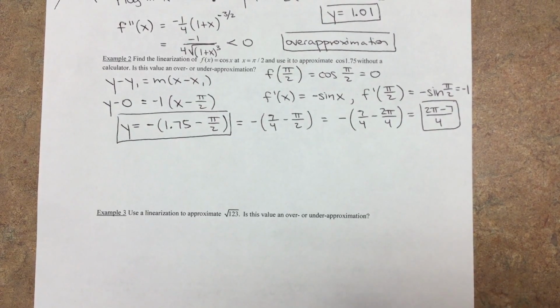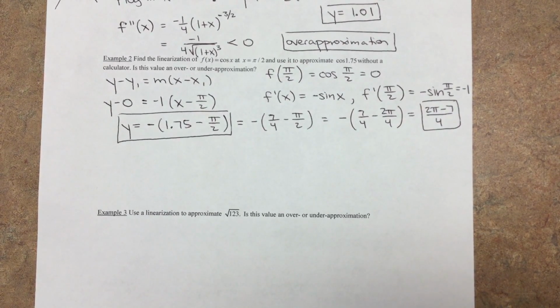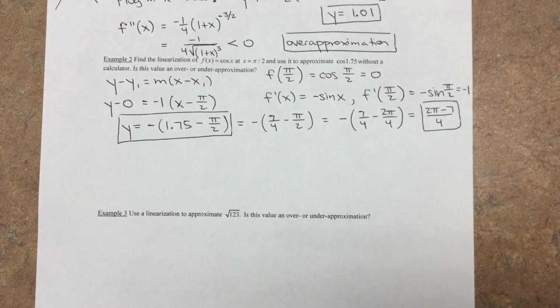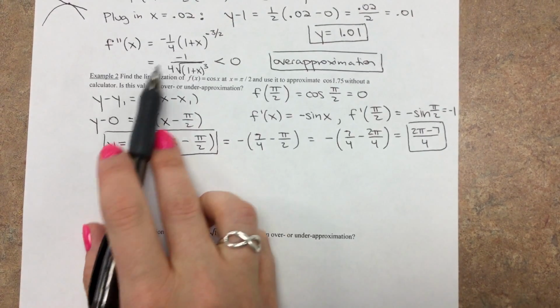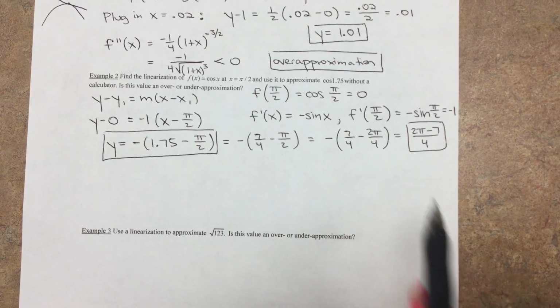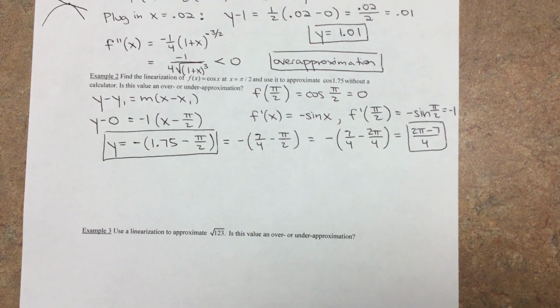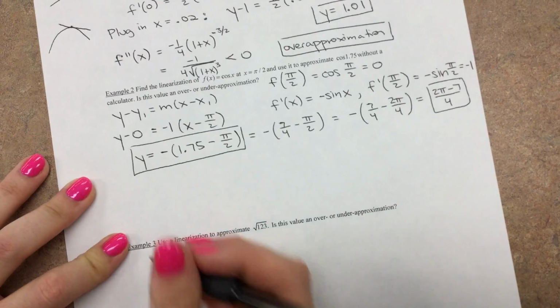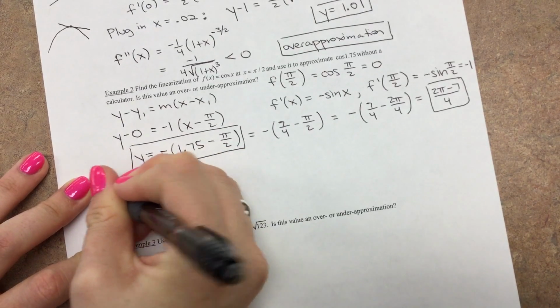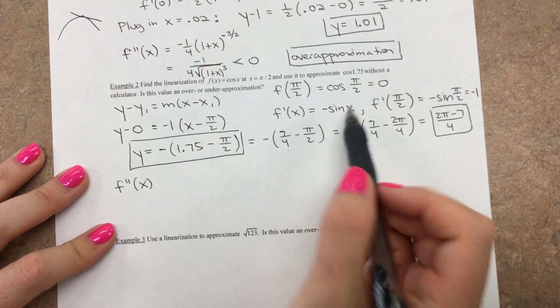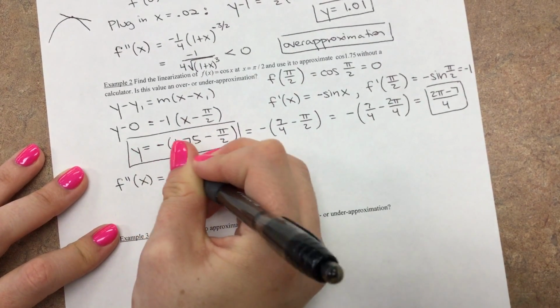So then we can answer that last part. Is this value an over or under approximation? Just like example 1, just like any example, we're going to figure out the concavity of this graph at this particular point. This one's important because a cosine curve, if you're picturing it, wiggles up and down, back and forth, which means it's constantly changing concavity. It's important to know what the concavity is at the point of tangency, because the concavity will be changing. To find the concavity, we're going to find the second derivative. The second derivative would be the derivative of the first derivative. So the derivative of negative sine would be negative cosine.